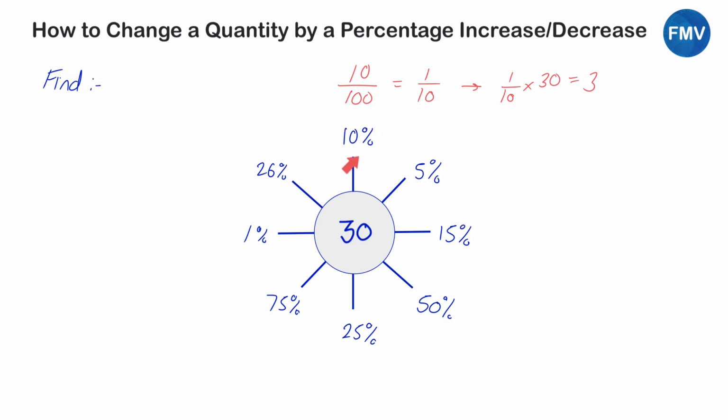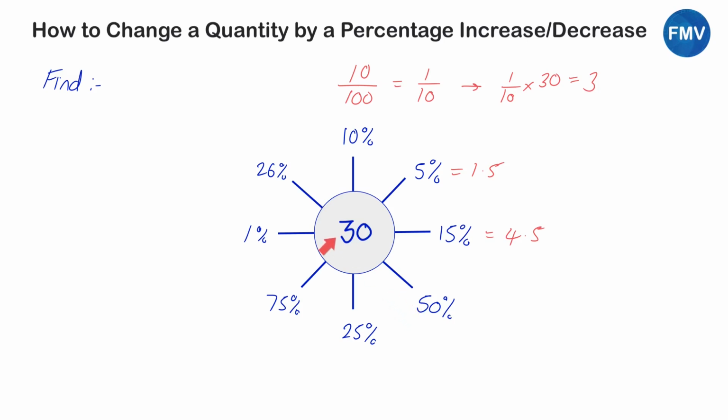If we've got 10%, we can quite easily find 5%, so I don't have to do 5 over 100, that's 1/20th times 30. What I can do here is I know the 10% is 3, and half of 10% is 5%, and half of 3 is 1.5. And likewise with 15%, I don't have to do 15 over 100. In this case, I've got 10% as 3, I've got 5% as 1.5. I just add those two together to get 15%. So 15% is 4.5.